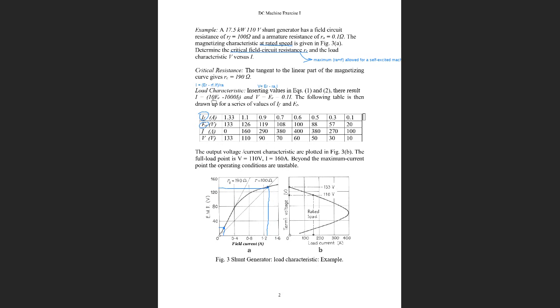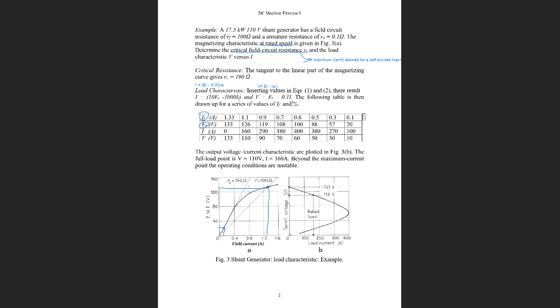So 0.5 amperes, 88 volts. You can gauge the currents. Maybe some students later ask why we have these currents. So we estimated them: at 0.5 amperes, 88 volts. The field current 0.5 amperes means 500, and 880 minus 500 gives 380. So we have the armature current of 380 amperes.